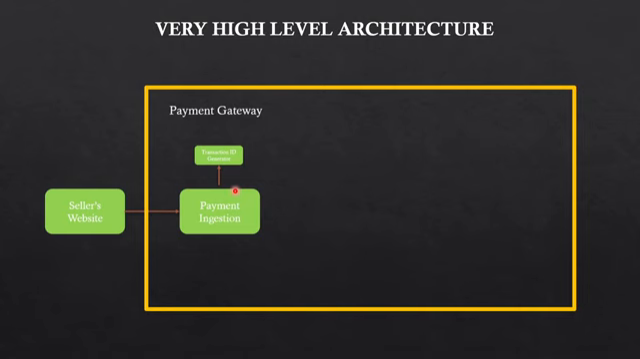So once we have the transaction ID generator, we will save the detail in our database. How will we save the detail? We will save the transaction ID and the other payment detail. Now the other payment detail comprises the type of payment that we are getting from the seller's website, whether it is a card payment or internet banking payment or UPI payment.